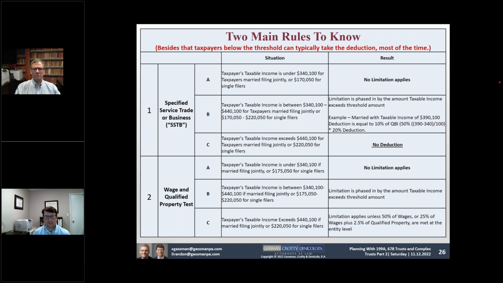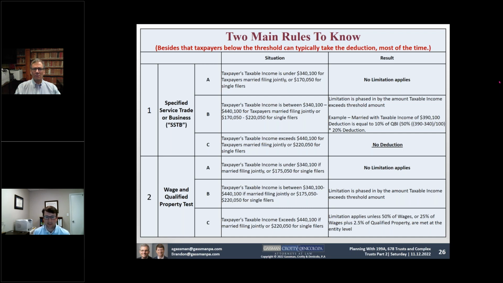It also doesn't matter what amount of wages you have or the amount of qualified property you have. You're under the threshold, so you simply get to take a 20% deduction on your qualified business income. Now, if you're over $440,000 of income, so if you have $500,000 of taxable income as an attorney, then you don't get the deduction at all. But what you could do is maybe shift some of that income to your children or other family members that are below the threshold, and they can qualify for the deduction, particularly if you don't necessarily need the income, which can be good for income tax planning and also good for estate tax planning. So we'll get some examples as to how that works.